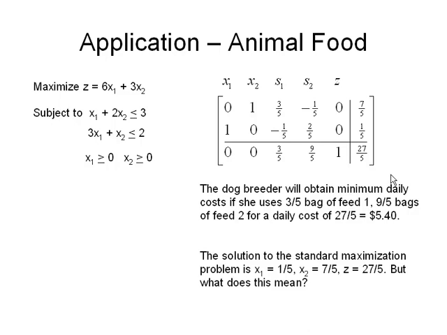We can also see what the standard maximization problem solutions are. We see S1 and S2 are the non-basic variables, so we'd set them equal to 0. We'd get that X1 is 1/5, X2 is 7/5, and Z is 27/5. That's a solution to a problem, but what does this mean? Let's look at that a little closer.